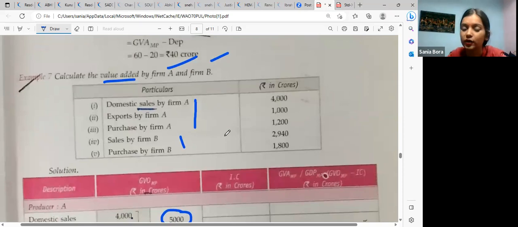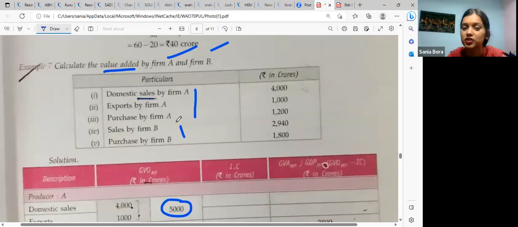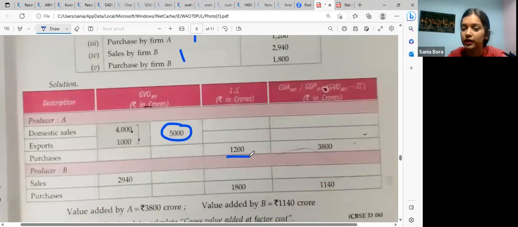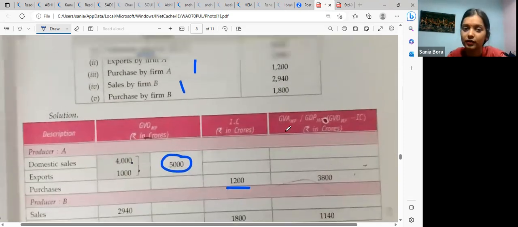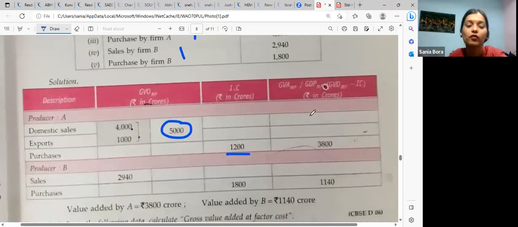No. Any raw material, nothing is there, right? So IC is not there. Sorry, IC purchases are there. Purchases by a firm, so 1200. Purchases by a firm, they'll take it in IC. Yes, IC. Because purchases are over there, they haven't mentioned it, right? So purchases means I'll purchase, I'll consume, right? So that's why. And then you have to calculate GVA at MP, which is GVO at MP minus IC. When you subtract this, you will get 3800. Clear?